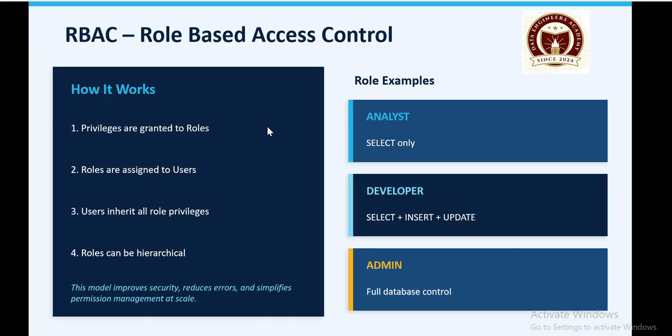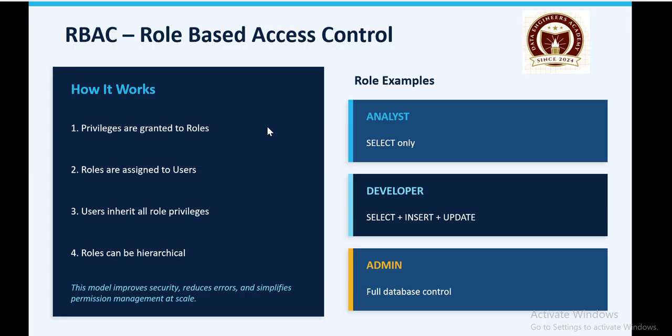Next we are talking about RBAC, role-based access control. How does it work? Privileges are granted to roles, roles are assigned to users, and users inherit all the role's privileges. Roles can be hierarchical. Then you assign the role to your user, and the user inherits all the permissions of that role. It improves security. If someone's job changes, you just change their role, with no need to manually revoke each permission.